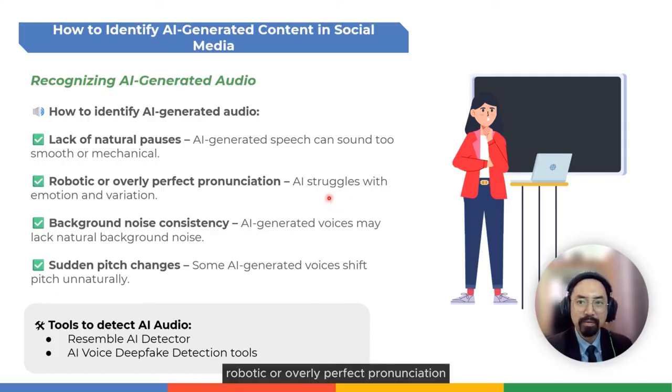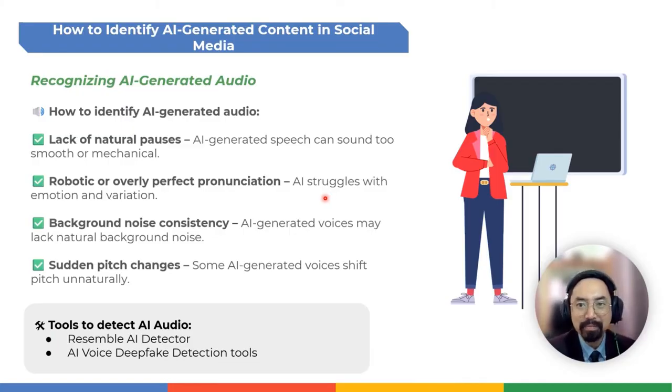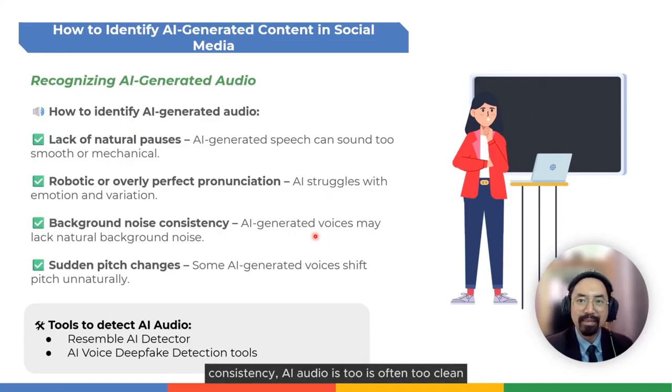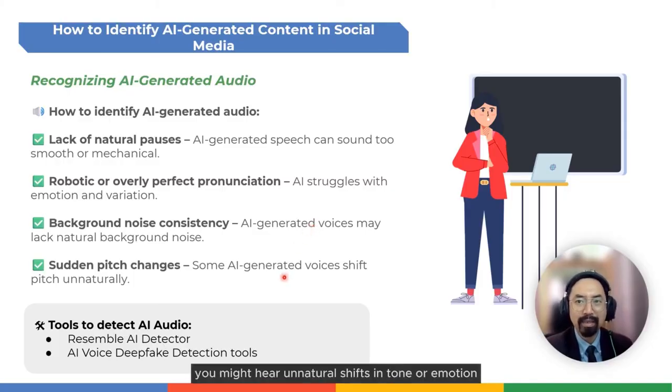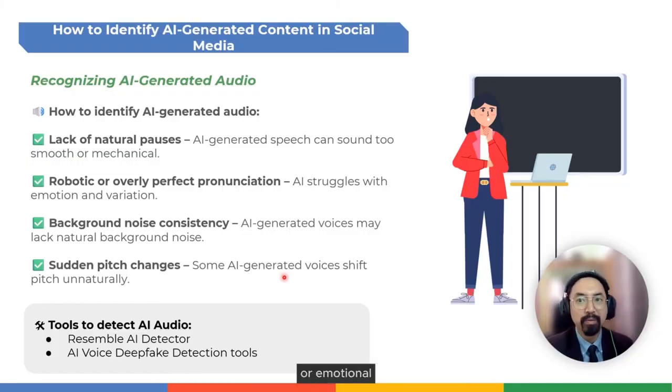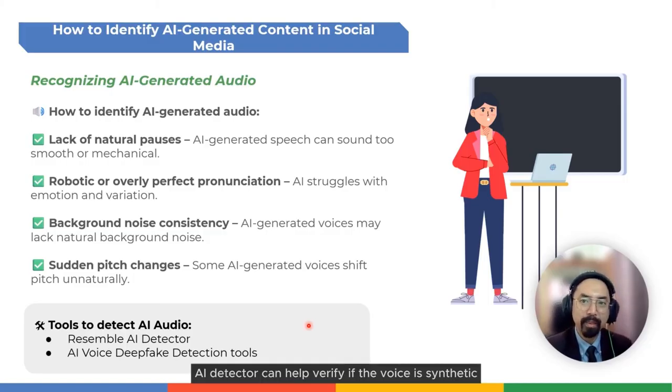Robotic or overly perfect pronunciation. The tone might be too flat or too smooth, just like a radio DJ trying not to mess up. Background noise consistency. AI audio is often too clean. Real people have some ambient noise around them, unless they're in a studio. Sudden pitch changes. You might hear unnatural shifts in tone or emotion, especially when the voice is meant to sound surprised or emotional. And if you're still unsure, tools like Resemble AI Detector can help verify if the voice is synthetic.